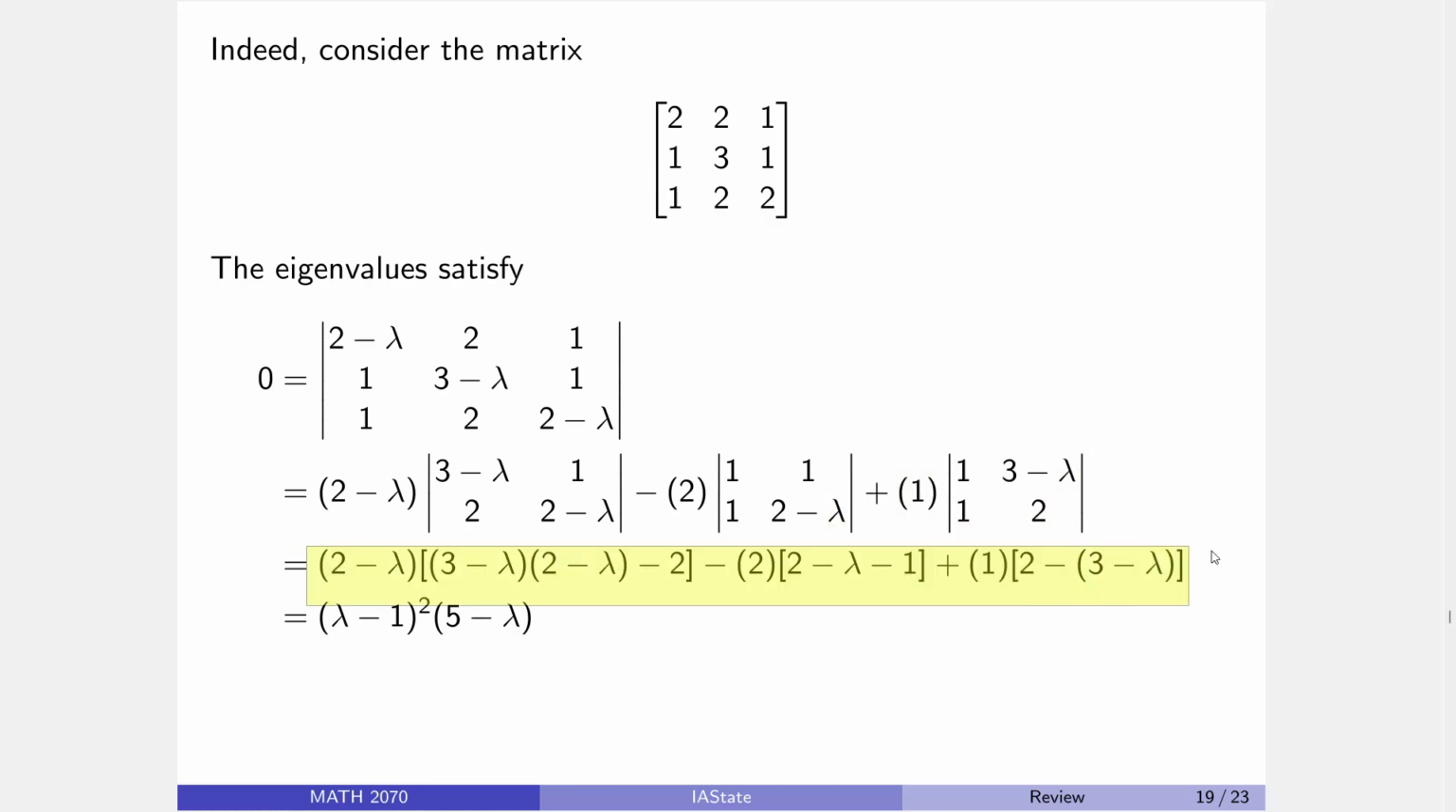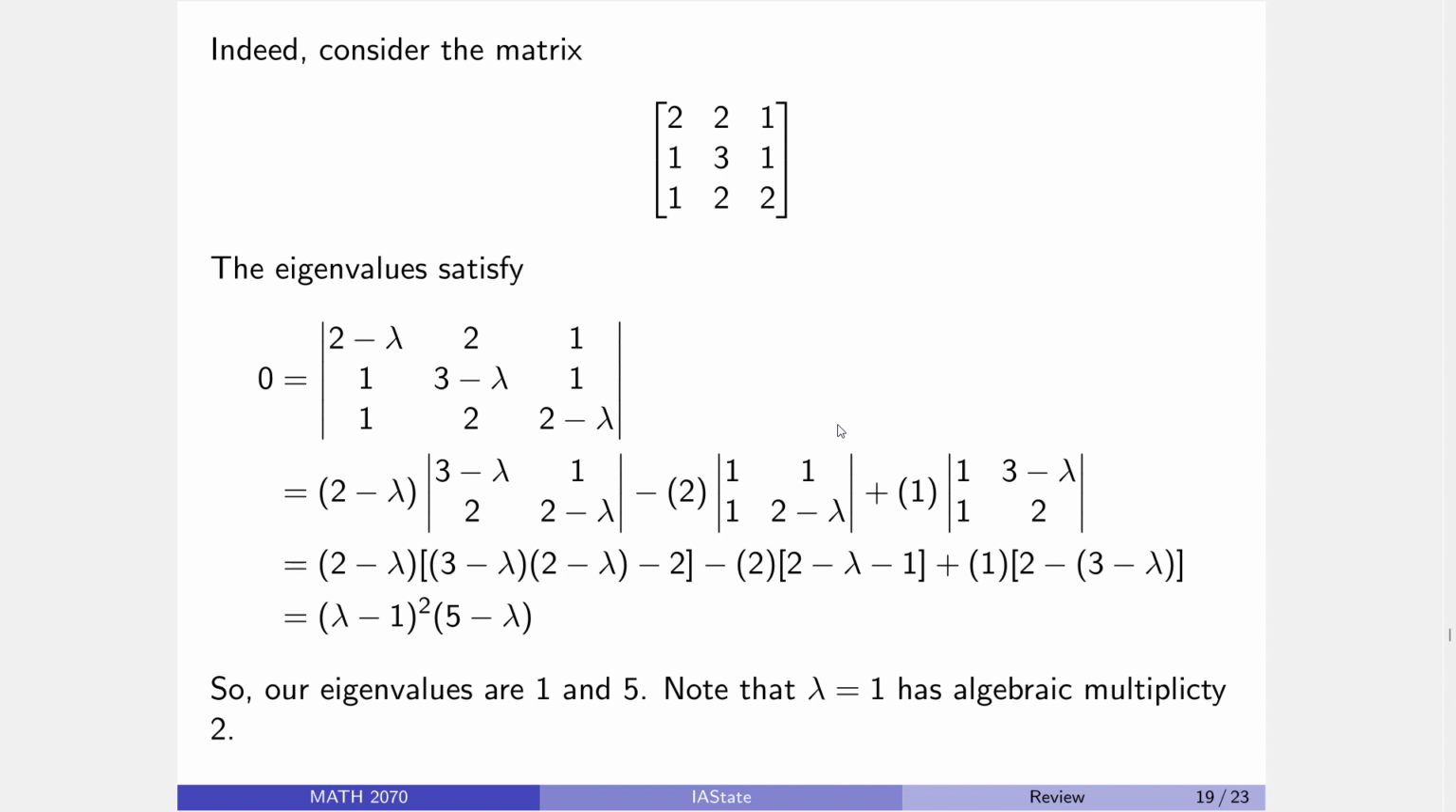And in the typed notes that I posted, I have the full-on computation, but after a bit of work, you can clean this up and find that you get lambda minus 1 quantity squared and 5 minus lambda as your polynomial factors. So this reveals that our matrix has two eigenvalues, 1 and 5, and 1 is interesting because its algebraic multiplicity is 2. It shows up as a root of the polynomial twice.